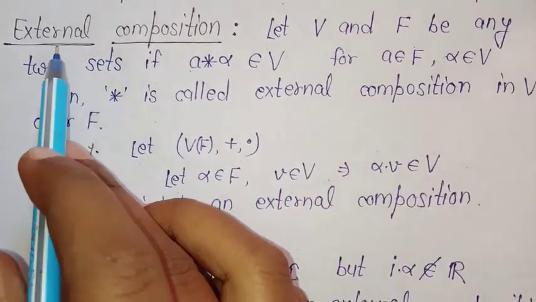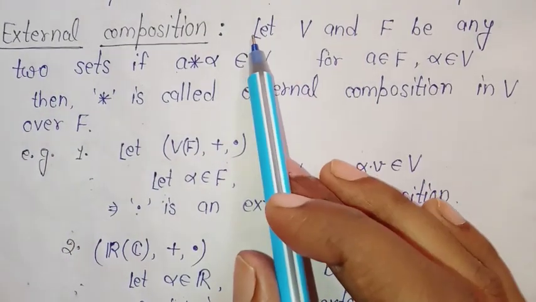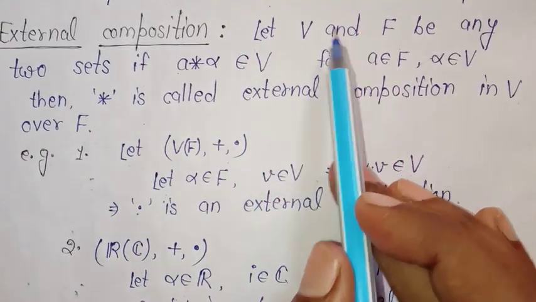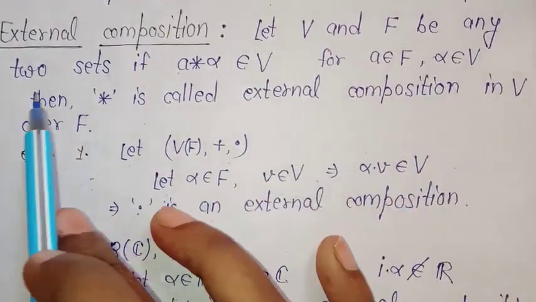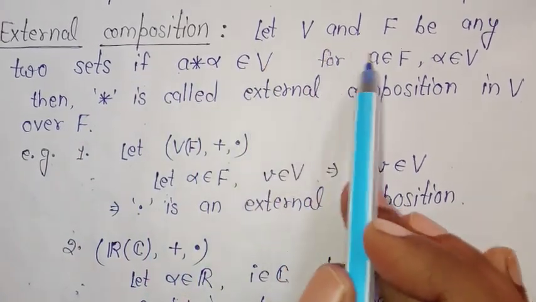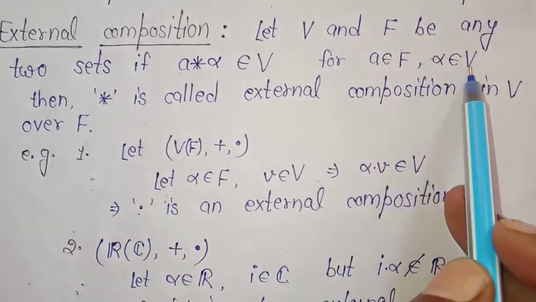Now we will move ahead and take the definition of external composition. In this case, we have to take two sets. So I am taking V and F. Let V and F be any two sets. If a star alpha belongs to V, where a is coming from the set F and alpha is coming from V.